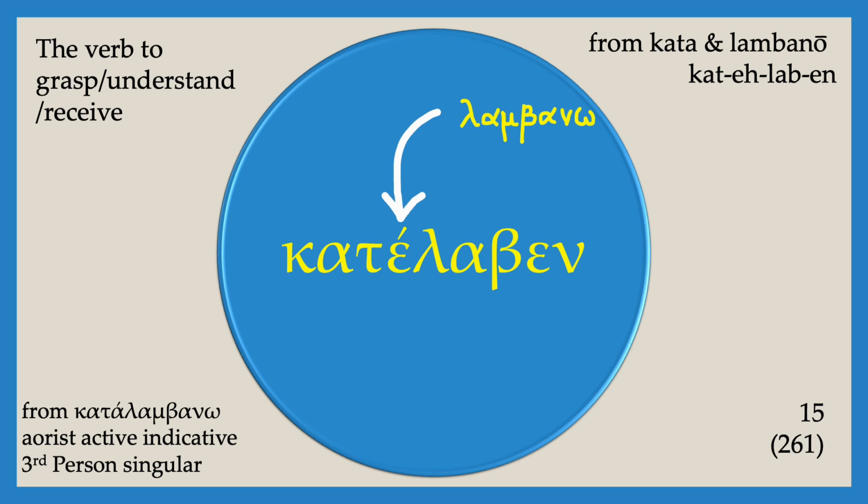Then you might also notice that rather than being lamban, the verb lambano has lost a couple of letters. It is a second aorist example, so it doesn't have the sigma and it's got a separate form of the stem. So instead of lamban, the stem is now just lab. And that's quite common for second aorists to significantly shorten the stem. Kata laben.